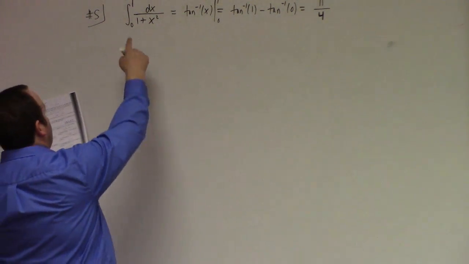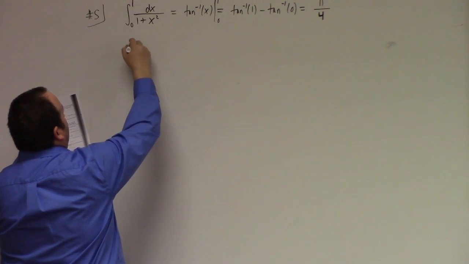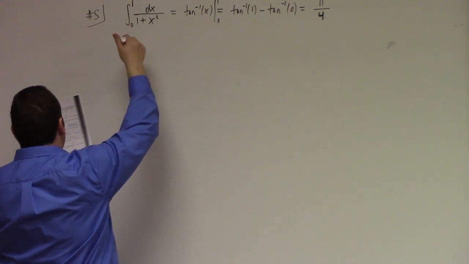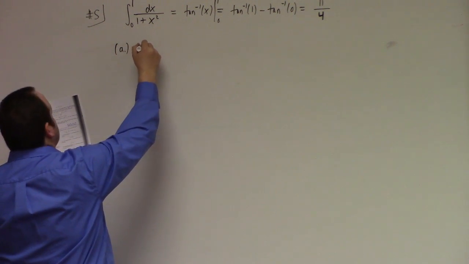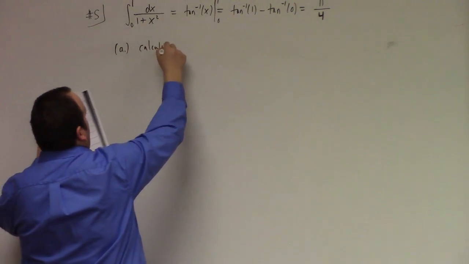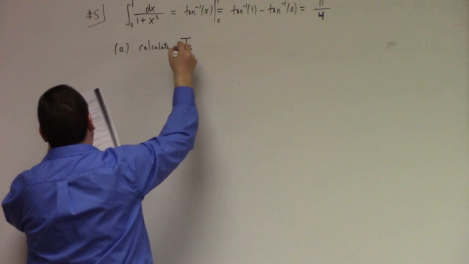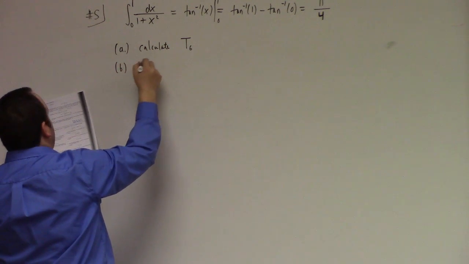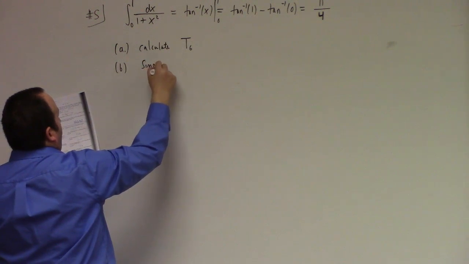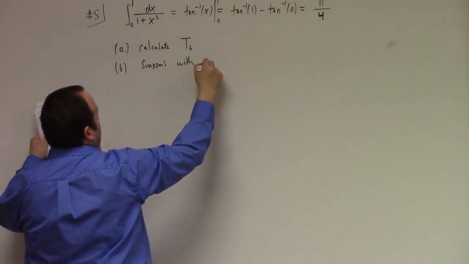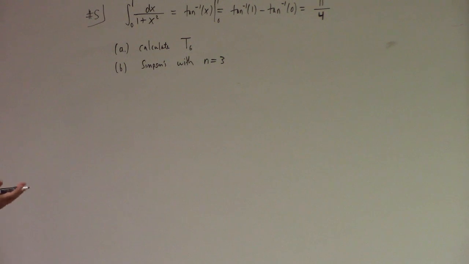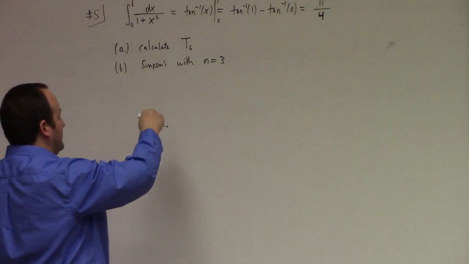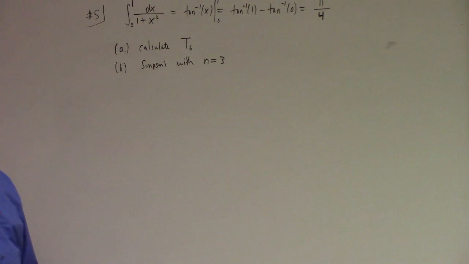So my question then is, this question doesn't actually ask you to do this. I'm adding something to number 5. It says, look at the trapezoid rule. He wants you to calculate the trapezoid rule with n equal to 6, and B, he wants you to calculate Simpson's rule also with n equal to 3. And he wants you to use those to estimate the value of pi. I'm taking the wind out of the sails of this problem. The point is, you calculate T6, you calculate S3, and to approximate pi, you just multiply those by 4, right?